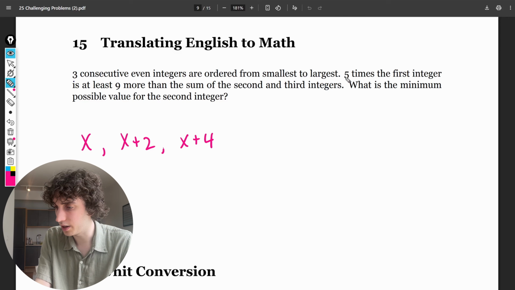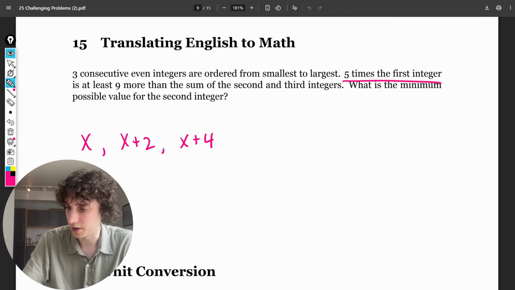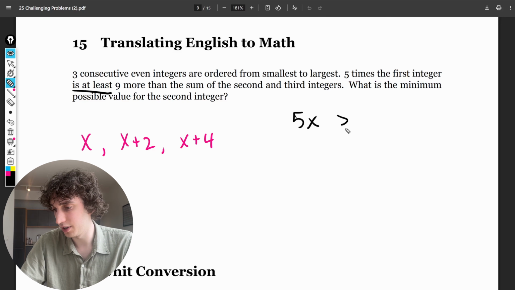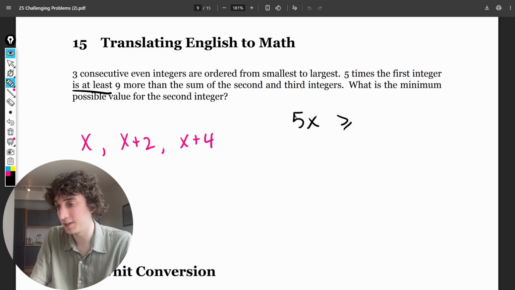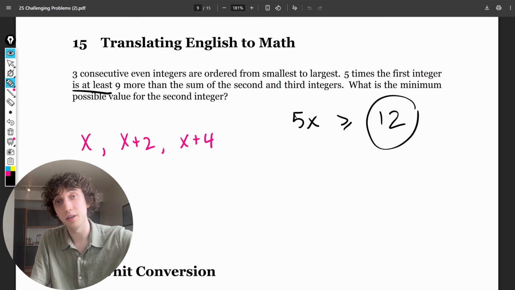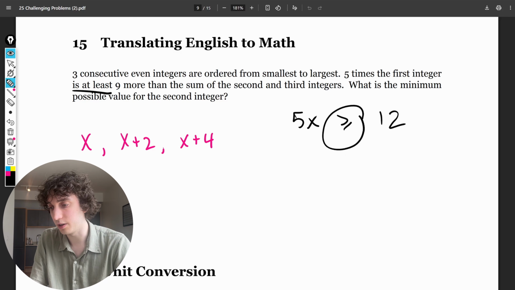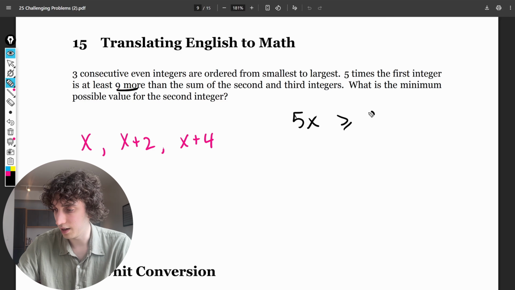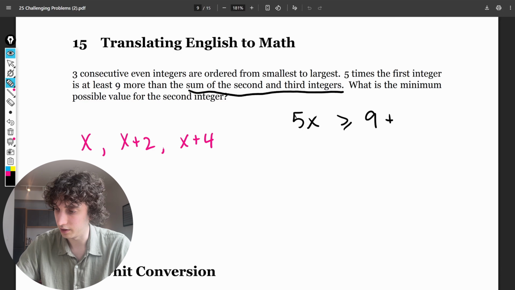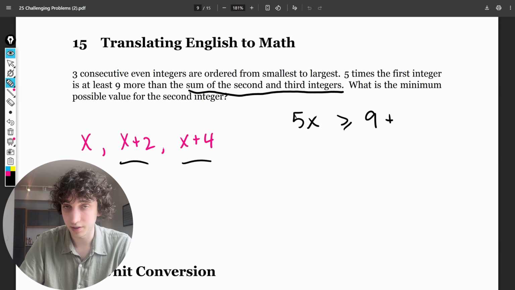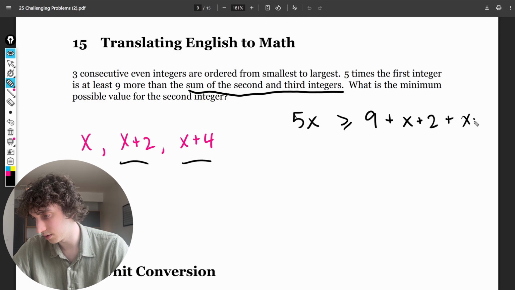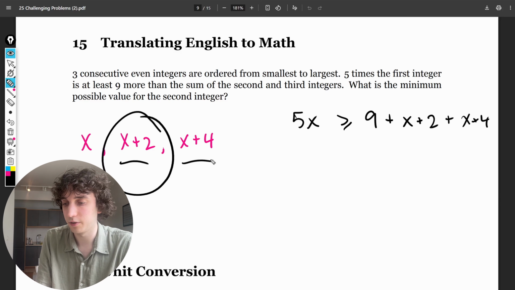Okay, continuing on, we get 5 times the first integer. So that's 5 times x is at least. So that's going to be greater than or equal to, right? If it's at least, let's say 12, then that means we can be 12 or we can be above 12. So that would be a greater than or equal to sign. 9 more than something would be 9 plus that thing. The sum of the second and third integers, that's the sum of this one and this one. Those are the second and third integers in the sequence. So we can do x plus 2 plus x plus 4. So we're trying to find a minimum value for x plus 2.